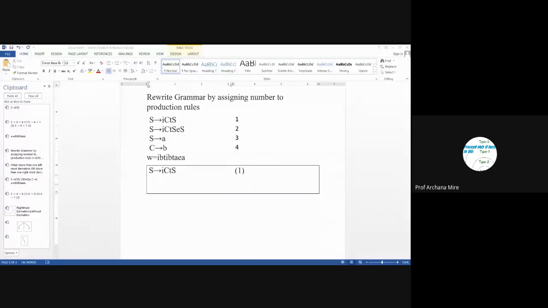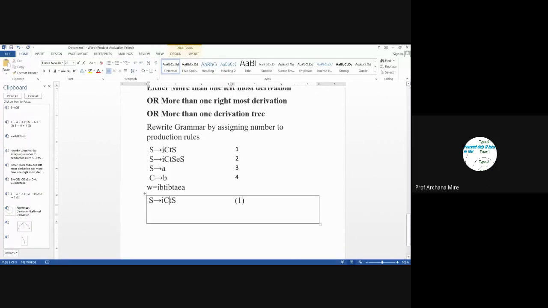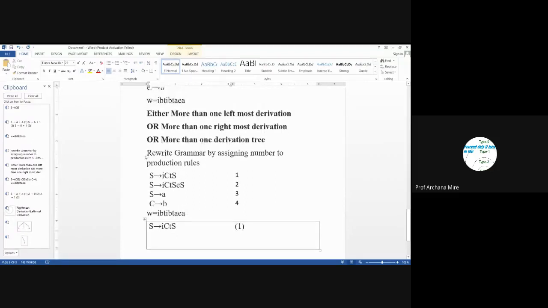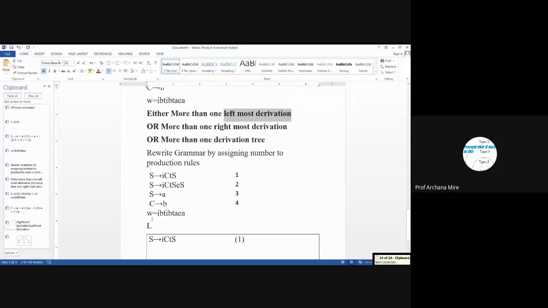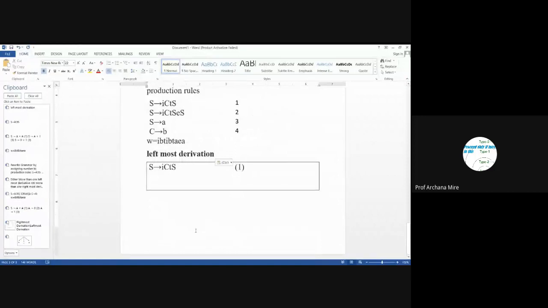Yes, Saurabh? No, we are not applying a production rule on this capital S, and we are applying a production rule on this capital C because we are applying the leftmost derivation approach. We are trying to derive this string ibtibtaea by using leftmost derivation. That's why we will not replace this S, we will replace this C first.